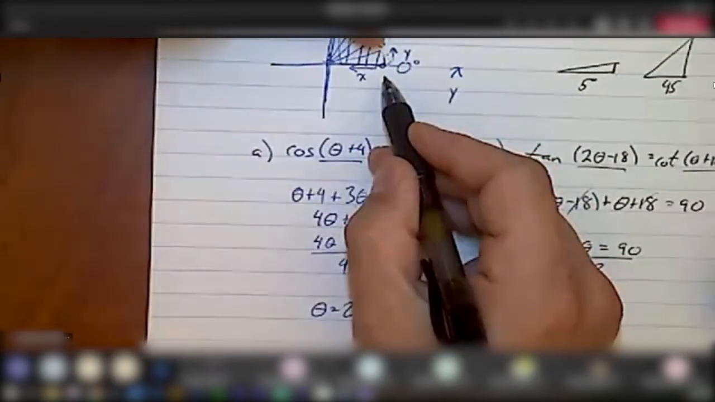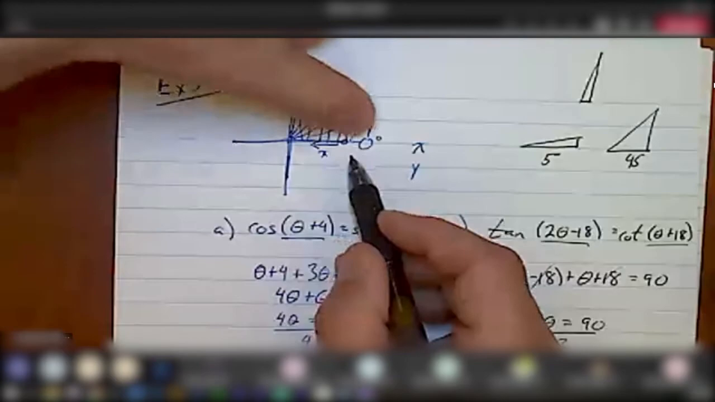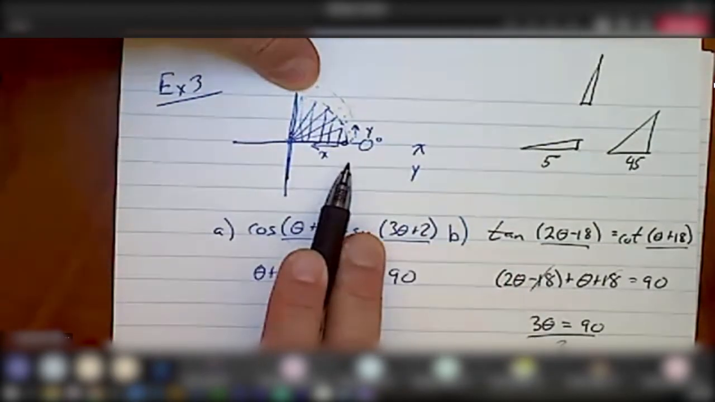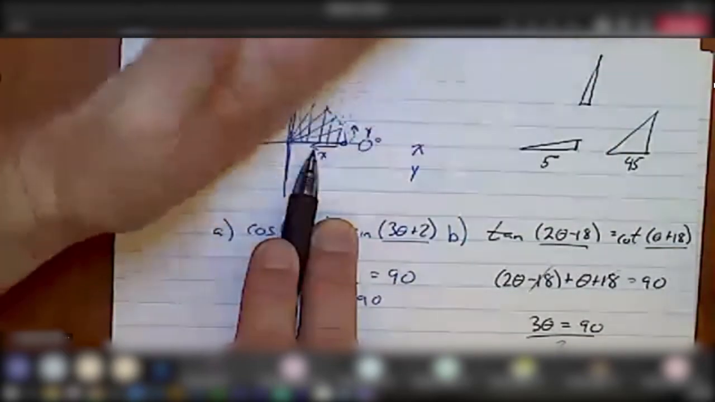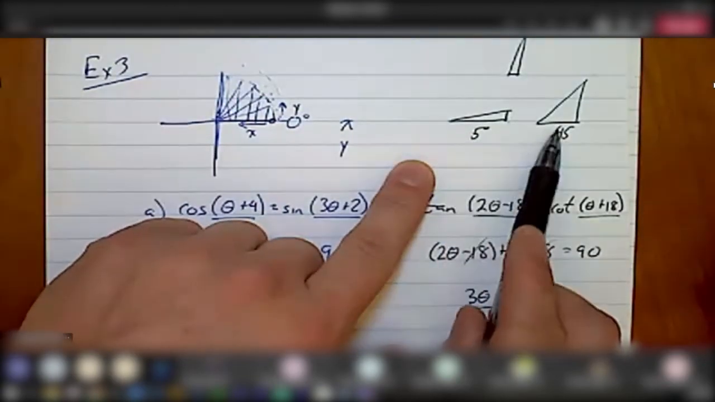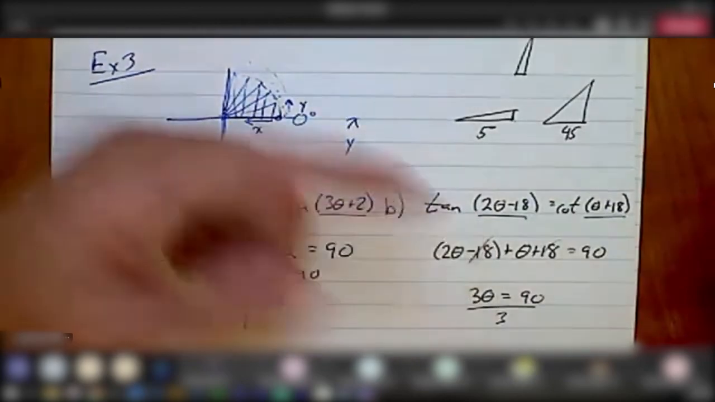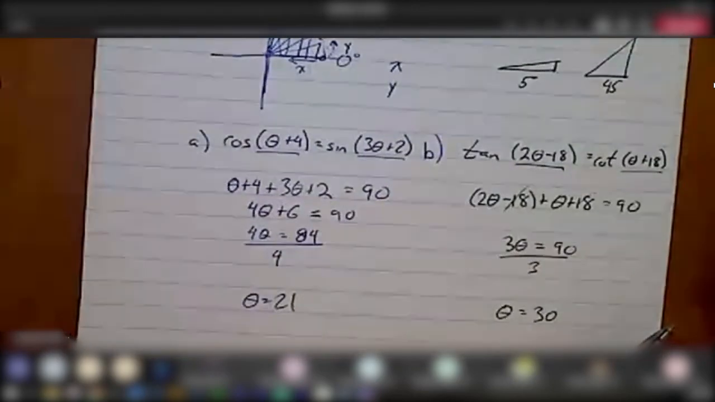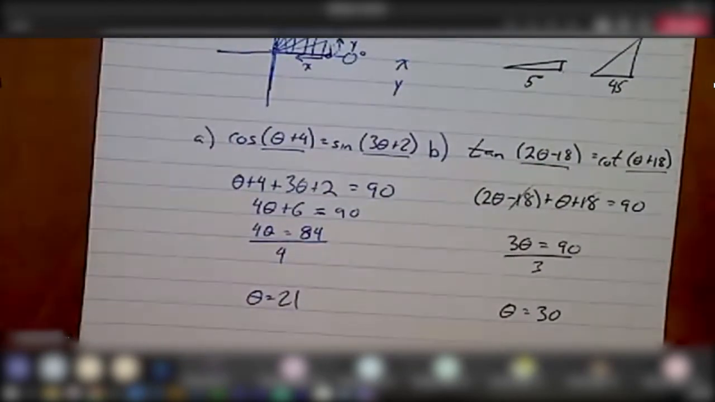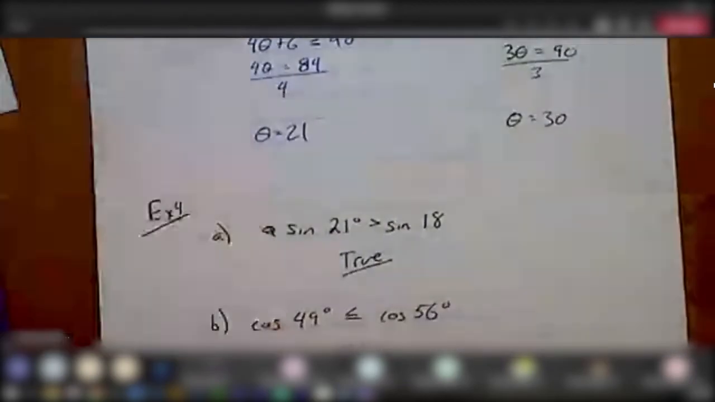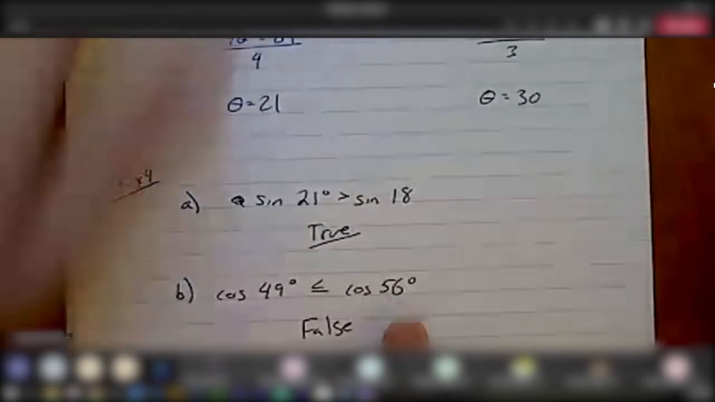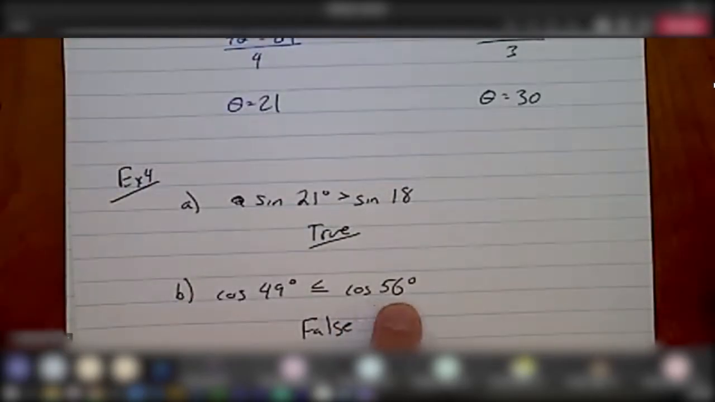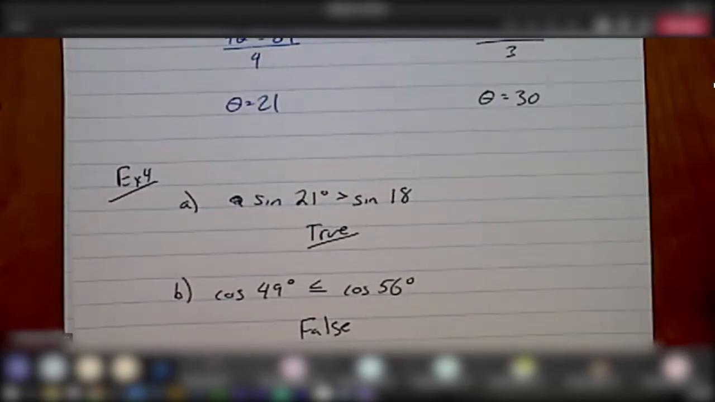Vice versa, though, in order for this to open up and get taller and taller, we are stealing from x. So as this angle is getting bigger, if you notice, these x values are getting smaller. Well, cosine is controlled by x. So as the angle gets bigger, cosine actually gets smaller. So cosine of 56 is smaller than cosine of 49. That's why this one's false. Okay?